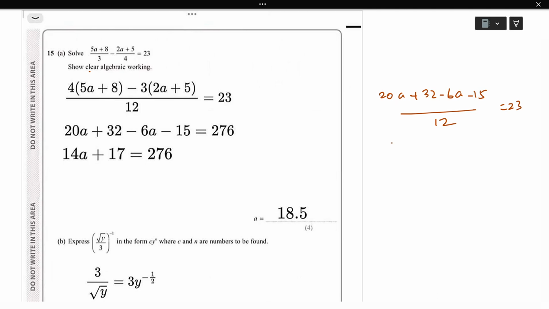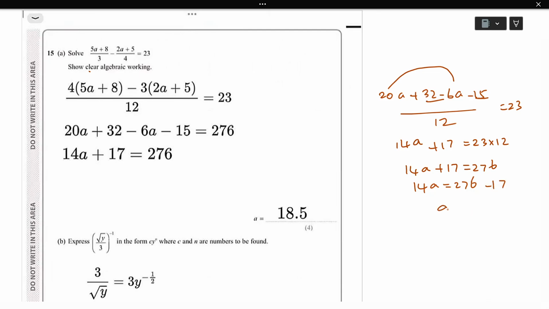Next I'll bring the 20 and minus 6, which is 14a, and 32 minus 15 is going to be 17, plus 17 equal to 23 times 12. So 14a plus 17 equal to 276. So 14a equal to 276 minus 17, which then gives a equal to 276 minus 17 over 14. So the answer is 18.5. That's the answer here.